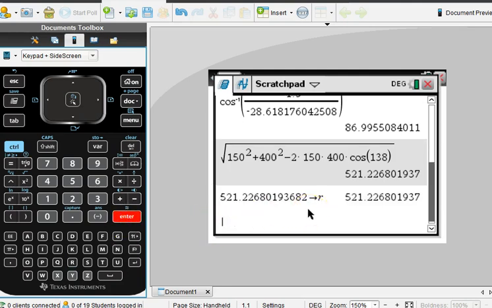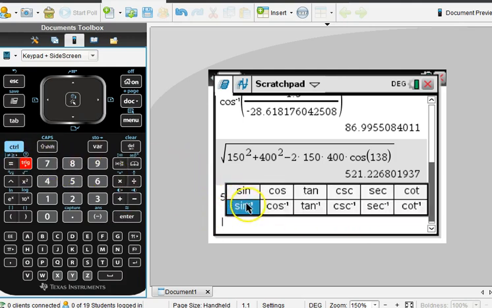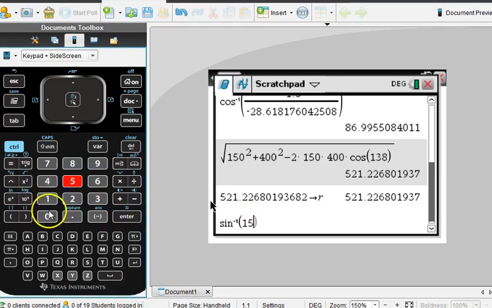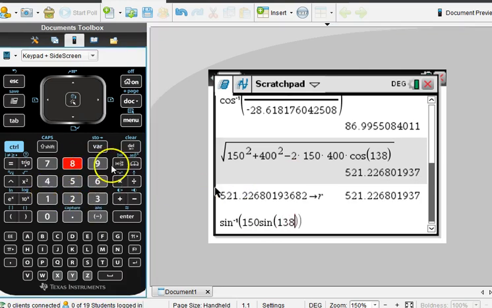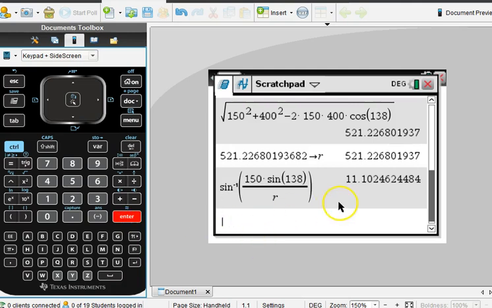So now when I get to the second part of the problem, where I'm typing in inverse sine of 150 sine of 138, and then over here divided by R, I'll push enter. Okay, so this gives me the answer because it actually puts this R value right here. Now I could have also just copied this number here, which would have been just fine, but I just wanted to show you that as an example of what you can do.